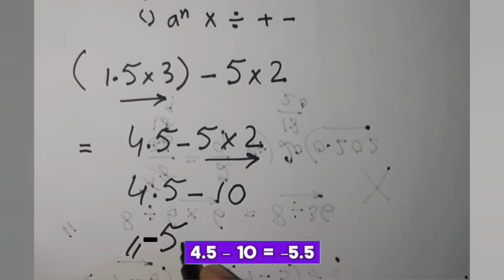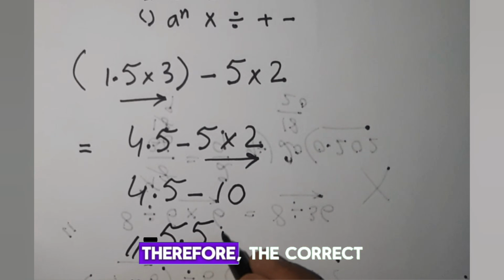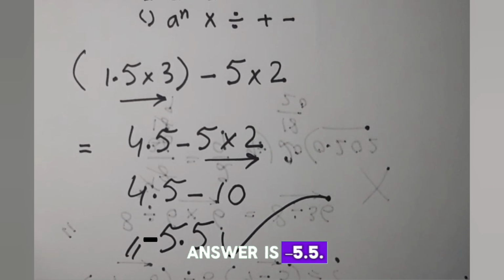4.5 minus 10 equals minus 5.5. Therefore, the correct answer is minus 5.5.